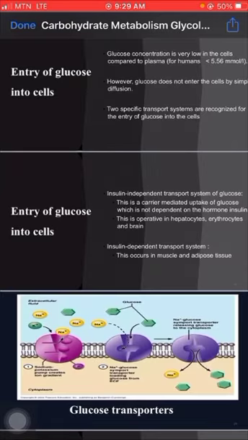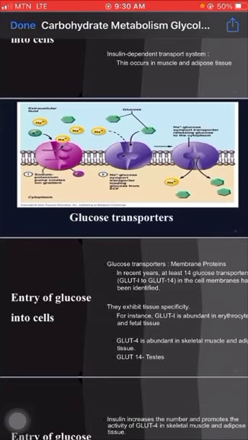And those that are insulin independent are found in our liver cells, in our red blood cells, and also in our brain. The liver cells, the red blood cells, and the brain. The glucose transporters there don't depend on what? Insulin. Please keep that in mind.